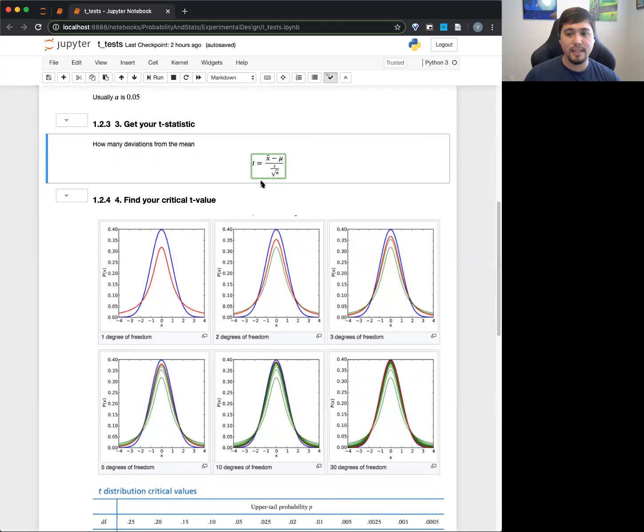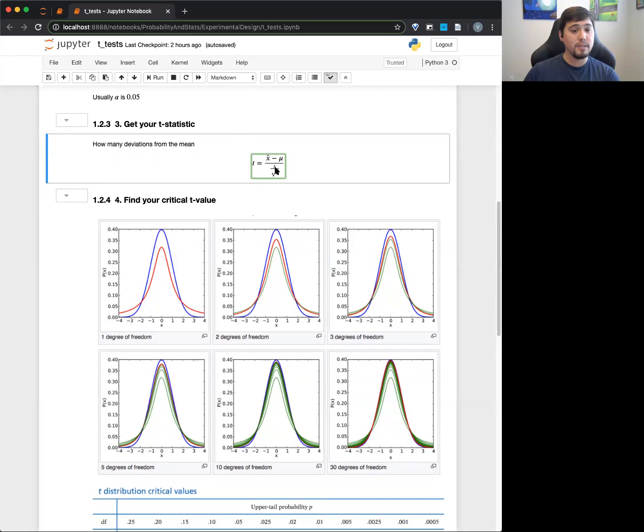But basically the main thing is saying how many standard deviations we are from the mean, and we have this t-statistic. Note that the standard deviations actually come from the t-test, so it's going to be slightly different from just looking at standard deviations for the normal distribution. And then you find your critical value.